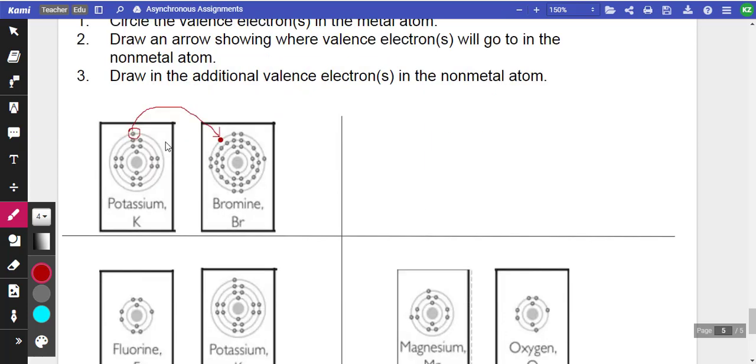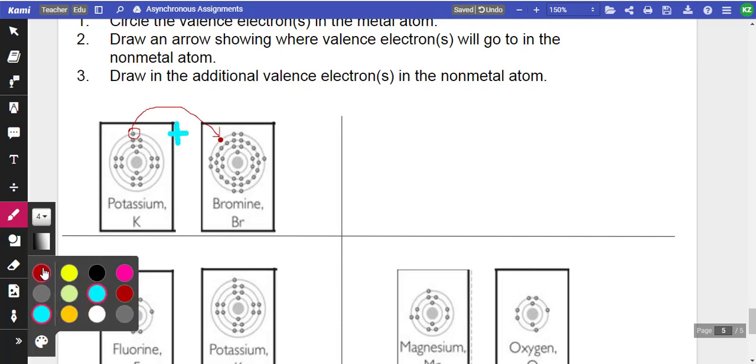At this point, potassium has lost an electron, which will yield it a positive charge. So potassium will now have a positive charge, and I'll go ahead and write that right here, positive charge for potassium. And then bromine, since it gained an electron, bromine now has a negative charge.